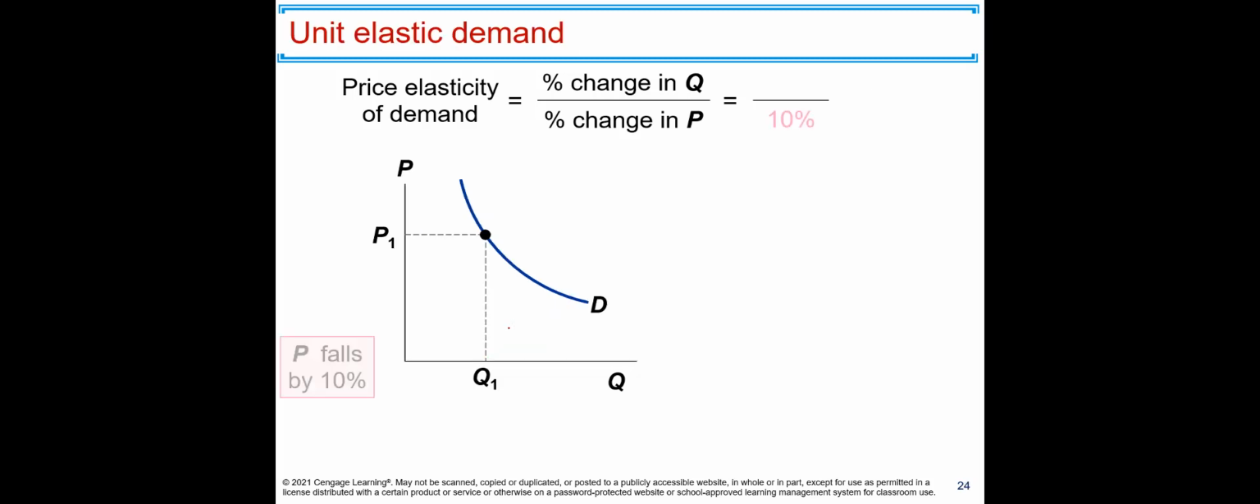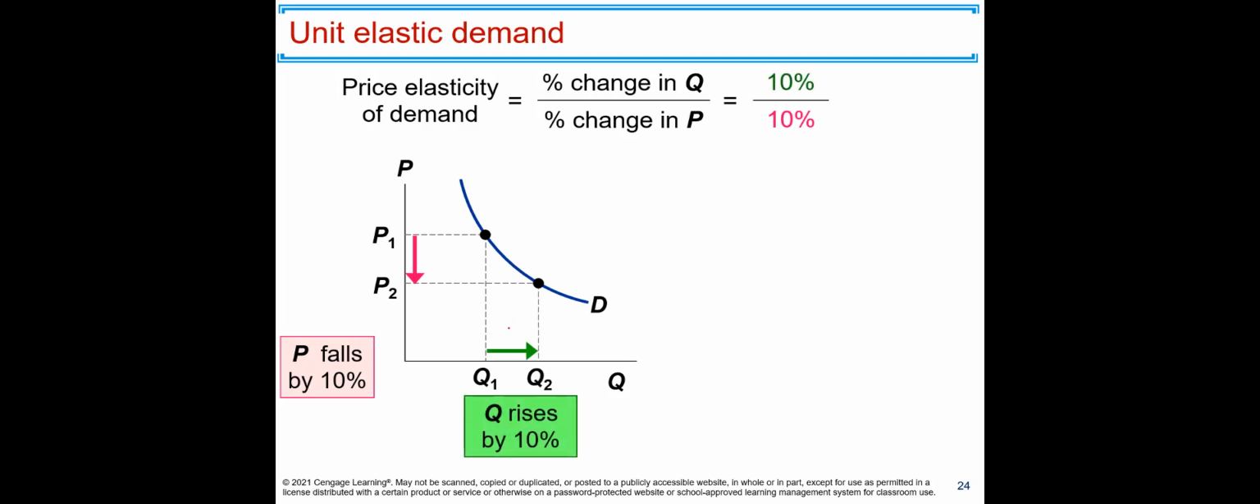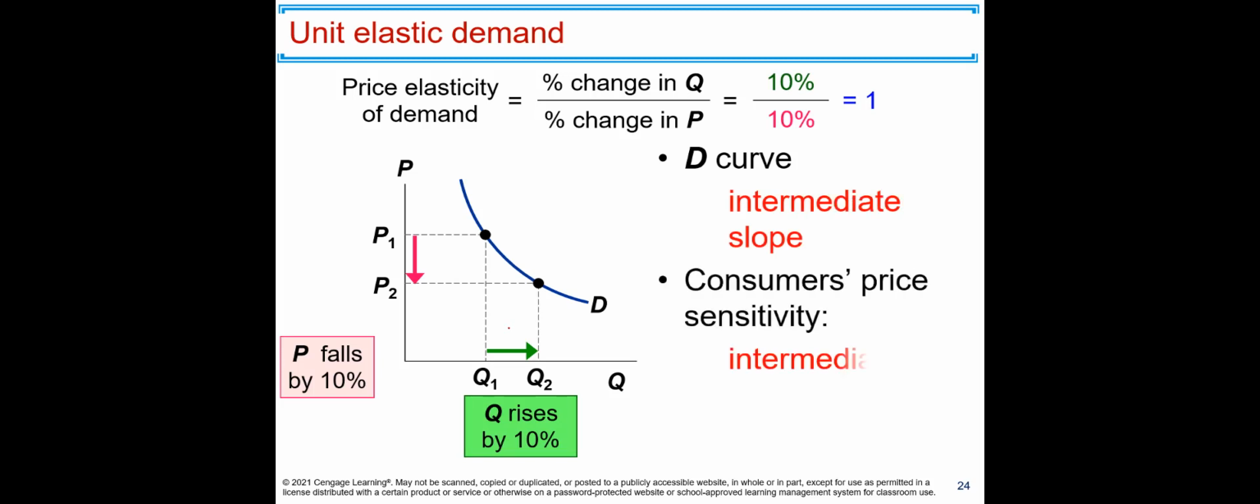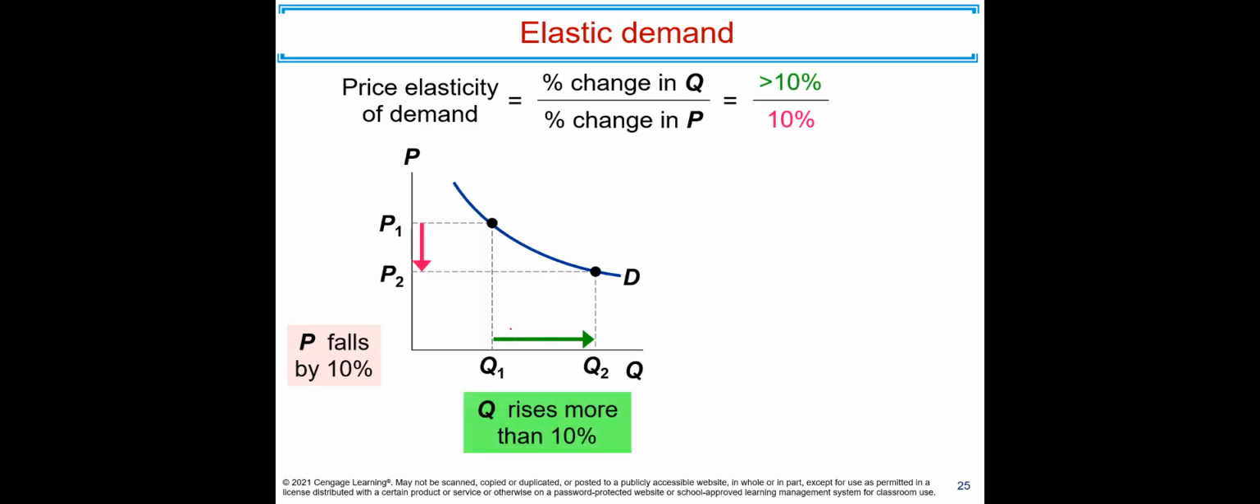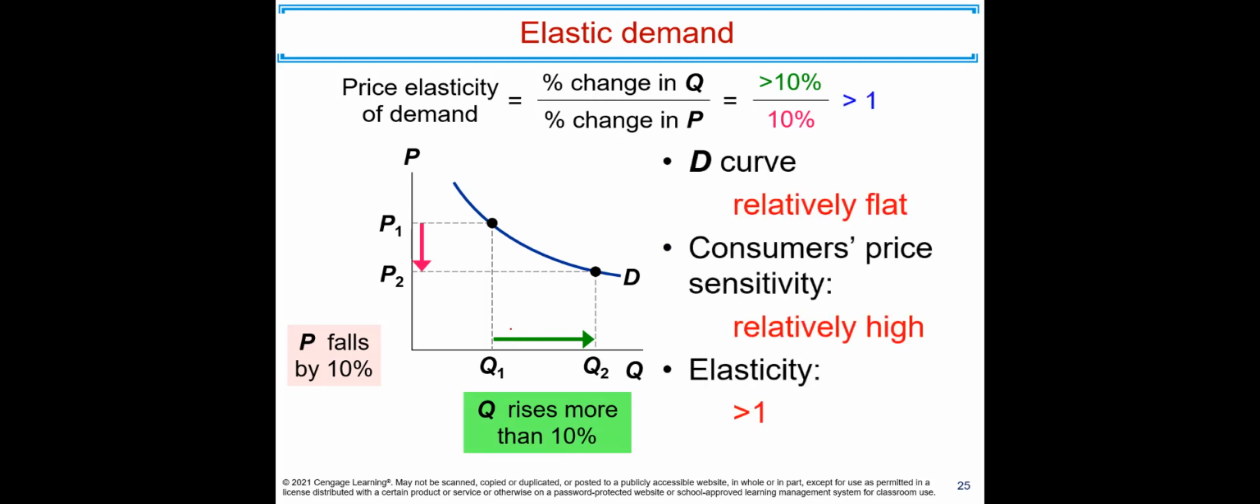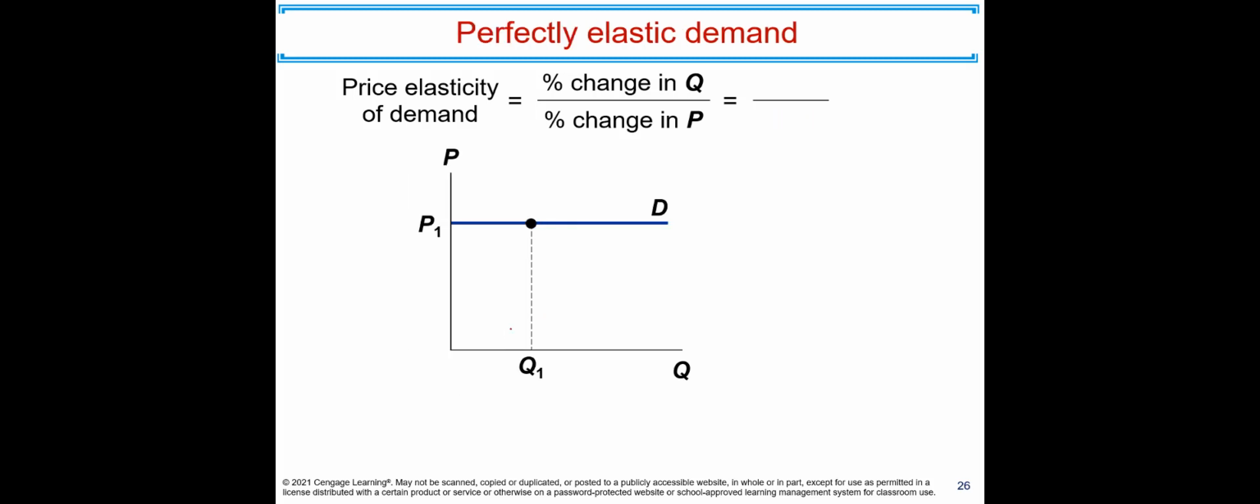Let's look at the unit elastic demand. Price falls by 10%. Quantity demanded rises by 10%. So the elasticity is 1. Demand curve intermediate slope. Consumers' price sensitivity intermediate, and elasticity is equal to 1. Let's look at an elastic demand. As you see, demand curve is flatter. It's not as steep as the ones that we saw in the previous slides. We change the price again by 10%. Look, the size of the green arrow. The quantity rises more than 10%. So the result is going to be greater than 1. Demand curve is relatively flat. Consumers' price sensitivity relatively high. And elasticity is greater than 1.